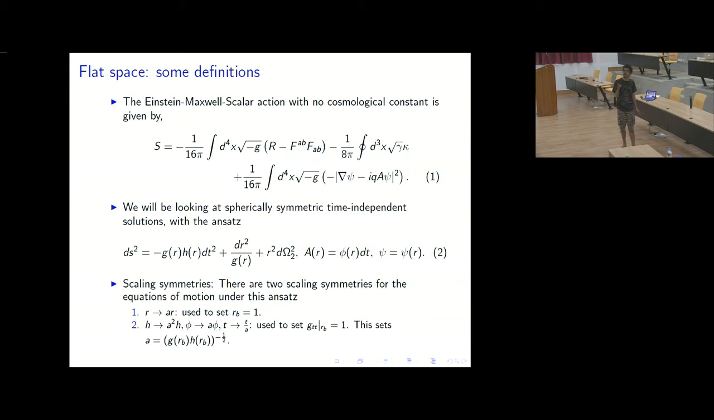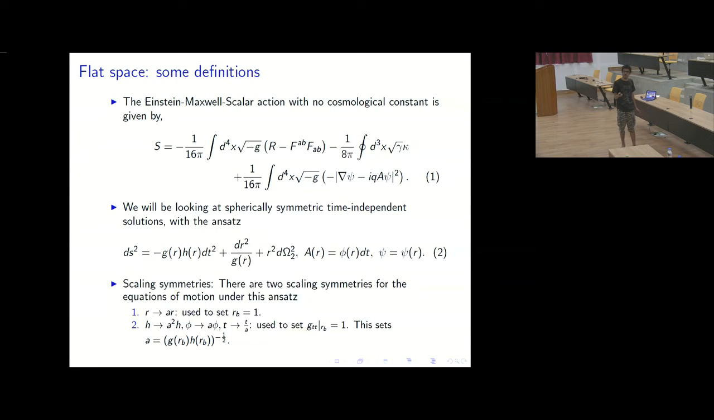One thing is that the scalar considered here is a complex scalar, but since we are looking at spherically symmetric solutions, this complex scalar can be written as some constant phase times a real scalar, where the constant phase can be reabsorbed by a gauge transformation of A. That is why we can look at just a real scalar, and this will be the metric ansatz.